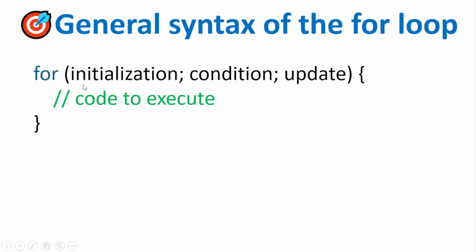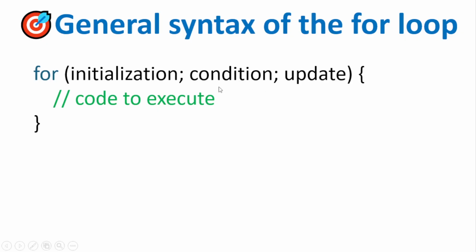Initialization. This section runs once, right at the beginning of the loop. It is usually used to declare and initialize the loop control variable, such as a count. This sets the starting point of your loop.